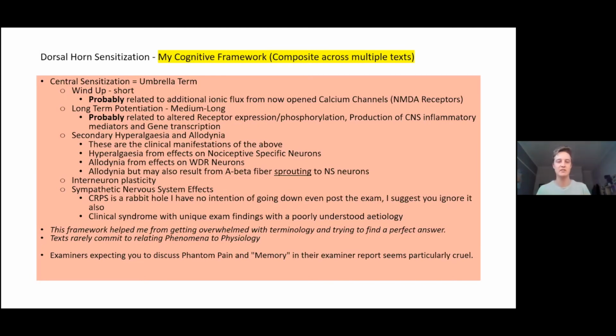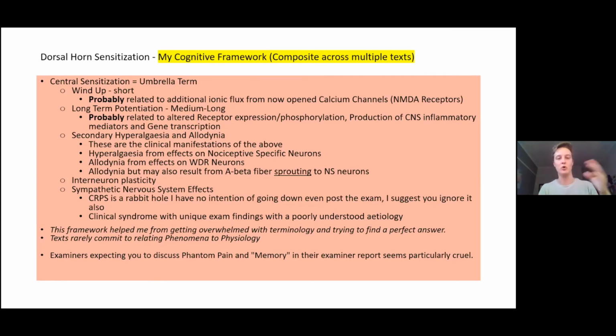Interneuron plasticity, these inhibitory ones going down and the excitatory ones going up, is a buzzword to mention. Don't stress yourself about it too much. And I personally think that discussions about the effects of the sympathetic nervous system are really complex. That's about complex regional pain syndrome, and it's a big rabbit hole that I strongly discourage you from looking at.